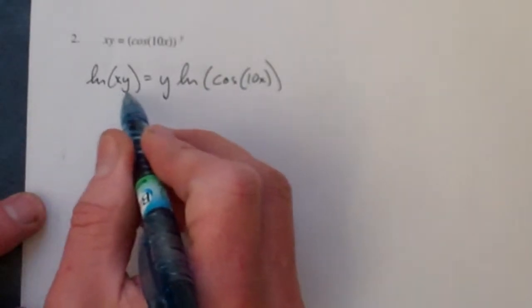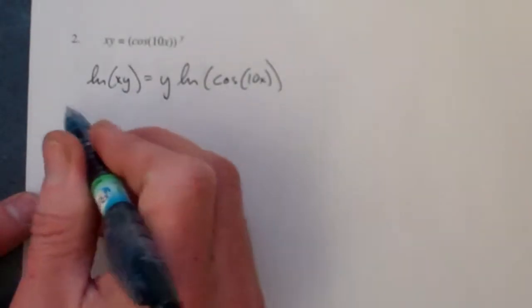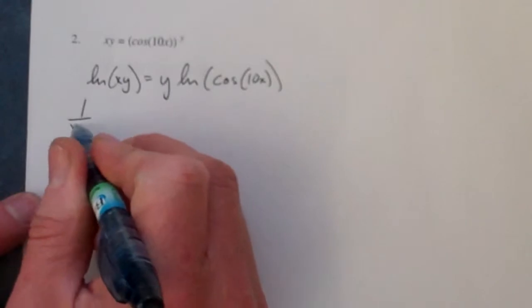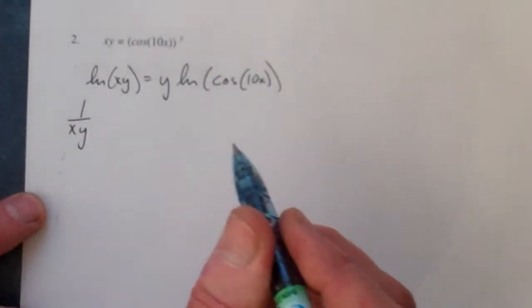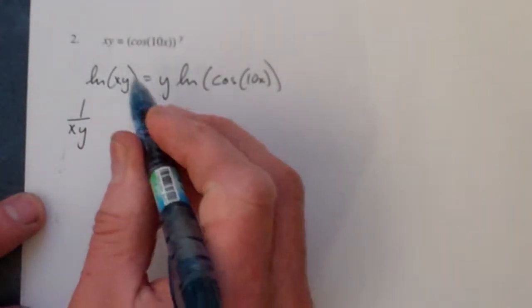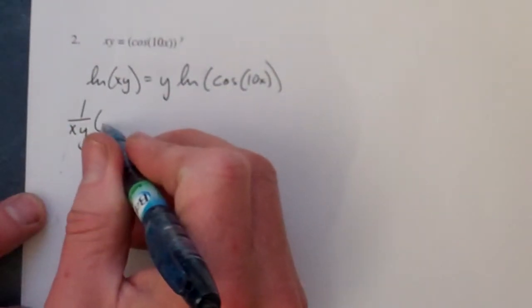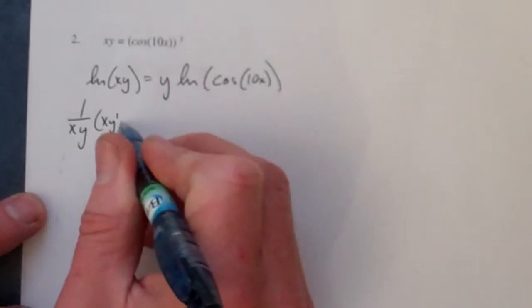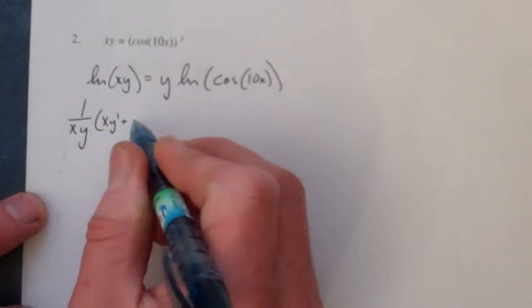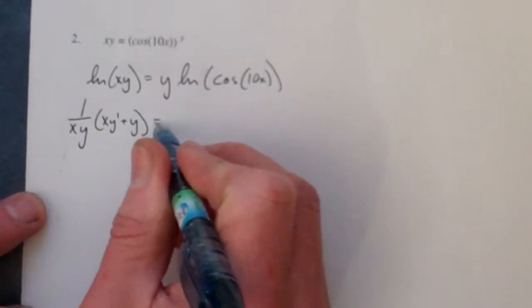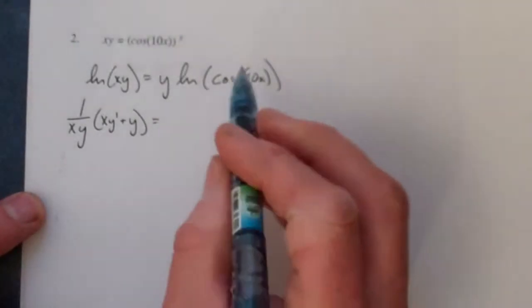When I take the derivative of this side, it's going to be the derivative of the outside. Don't mess with the inside. Well, the derivative of the ln is 1 over xy. Then times the derivative of the inside, a lot like up here. That's going to be xy prime plus y times the derivative of x, which is just 1. So just make sure you know your differentiation rules.